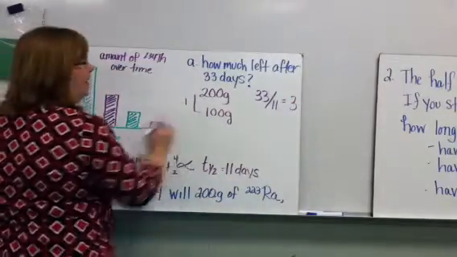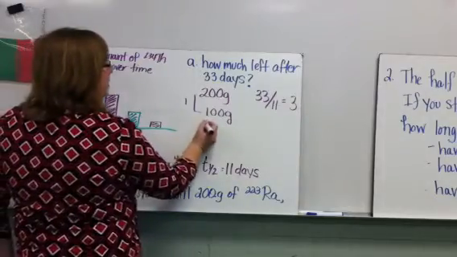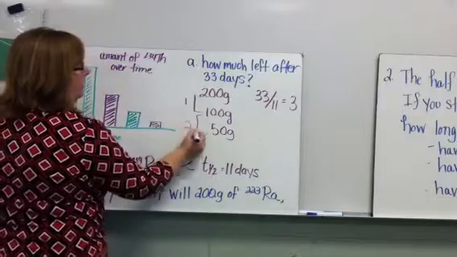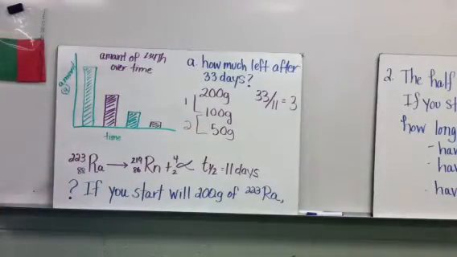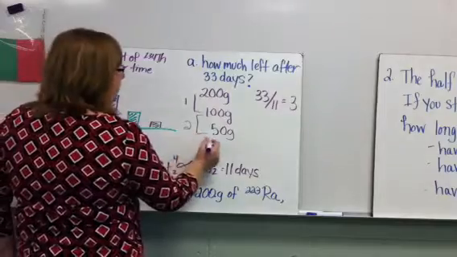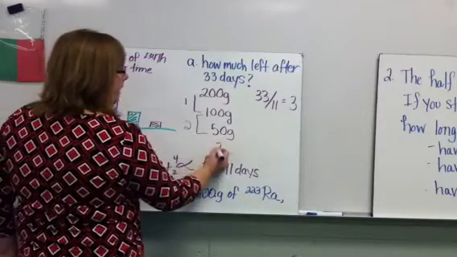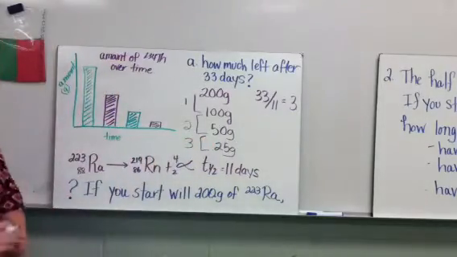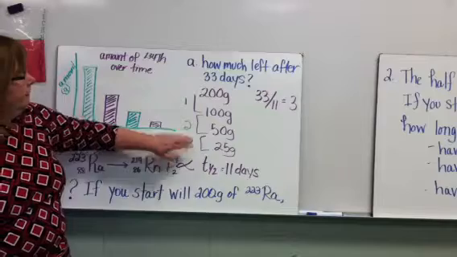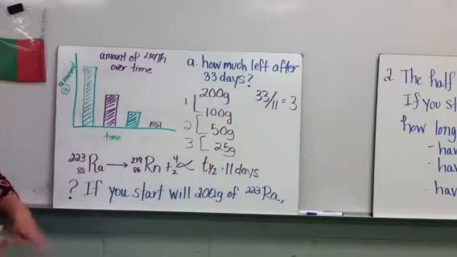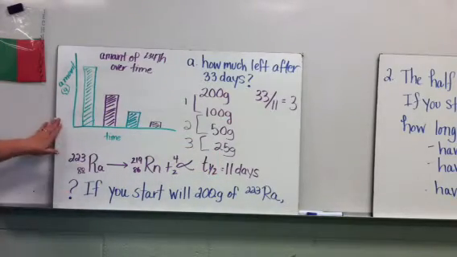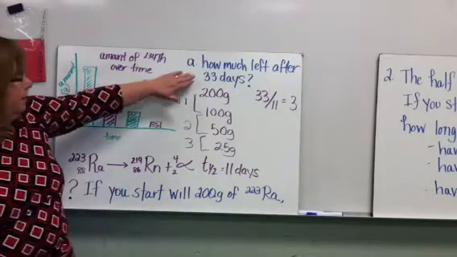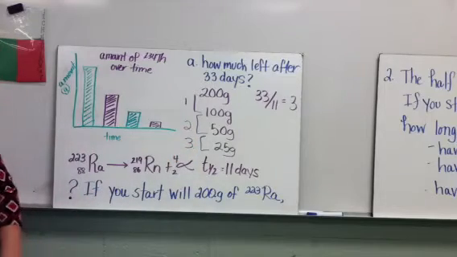Well, this is one half-life. We've gone to 100 grams. If we do a second half-life, we would have 50 grams remaining. And then if we went to a third half-life, we would cut that 50 grams in half again. We would have 25 grams. So after 3 half-lives, we would have 25 grams remaining. And so that's the answer. If we started with 200 grams of radium-223, after 33 days, we would have 25 grams left.